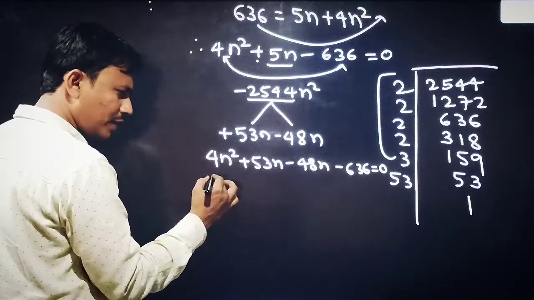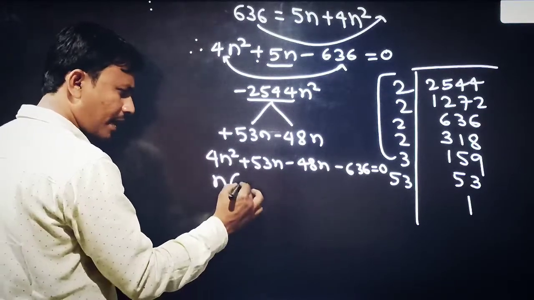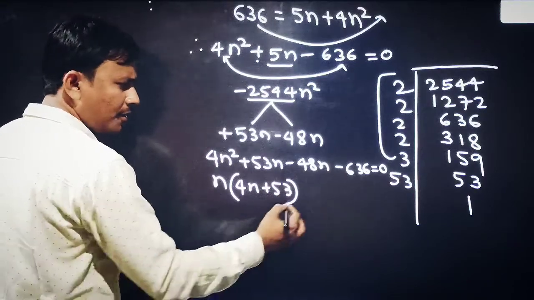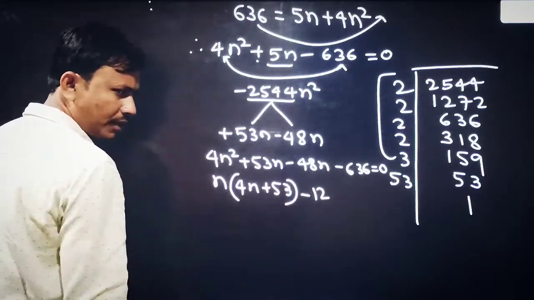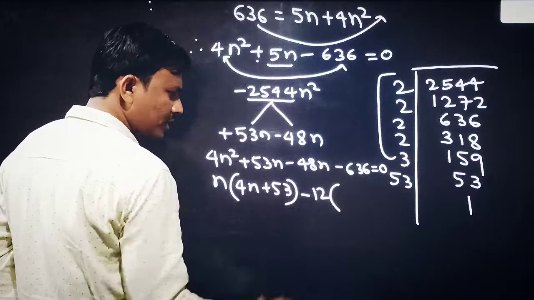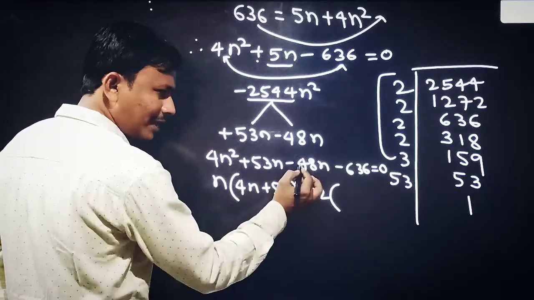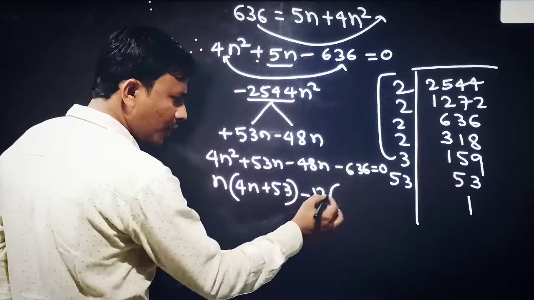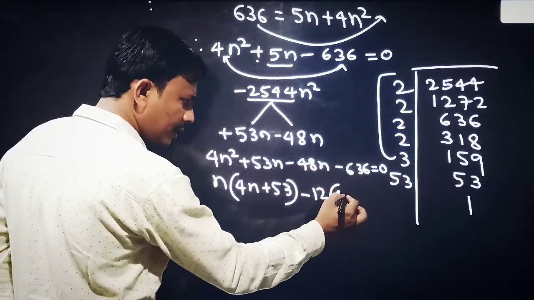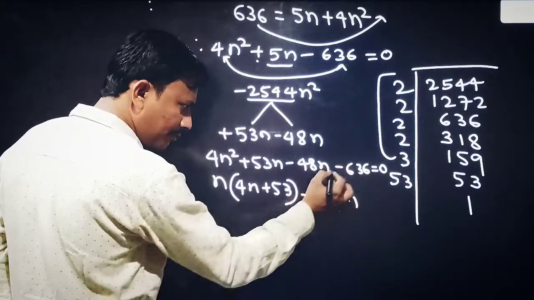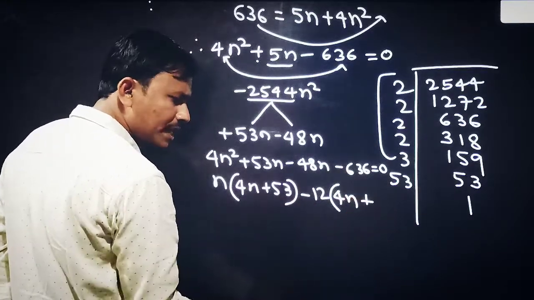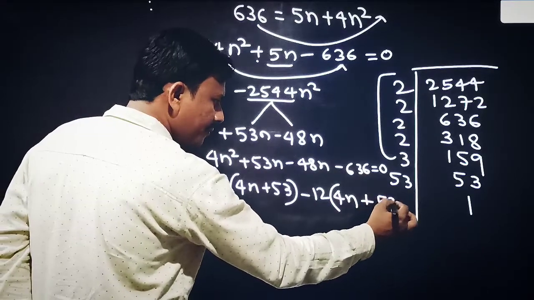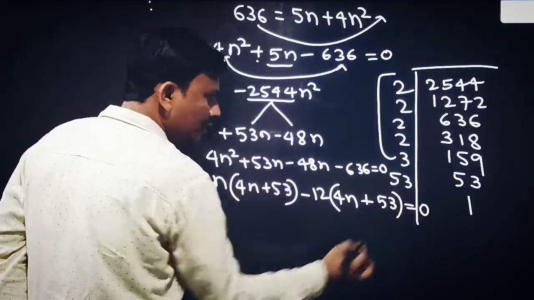What is common here? Only n. n in bracket 4n plus 53 minus 12 common. Minus 12 common because 12 fours are 48. So 12 is common, and why 4 should come inside. 12 fours are 48 n, minus common I have taken out. If we take minus common, what happens? This becomes plus. 636 divided by 12, how much does it come? 53 is equal to 0.